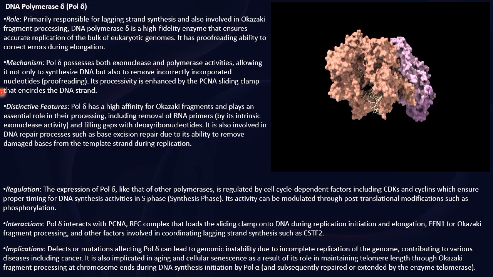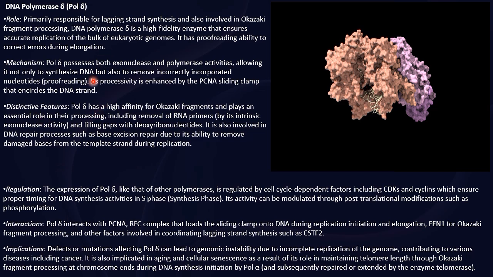That's why here I have written that its primary responsibility is to synthesize the lagging strand. Now let's get into the mechanism. DNA pol delta possesses both exonuclease and polymerase activities, allowing it not only to synthesize DNA but also to remove incorrectly incorporated nucleotides, which is proofreading ability, which DNA pol alpha lacks. That's why this enzyme can synthesize long stretches of DNA with very minimal error.